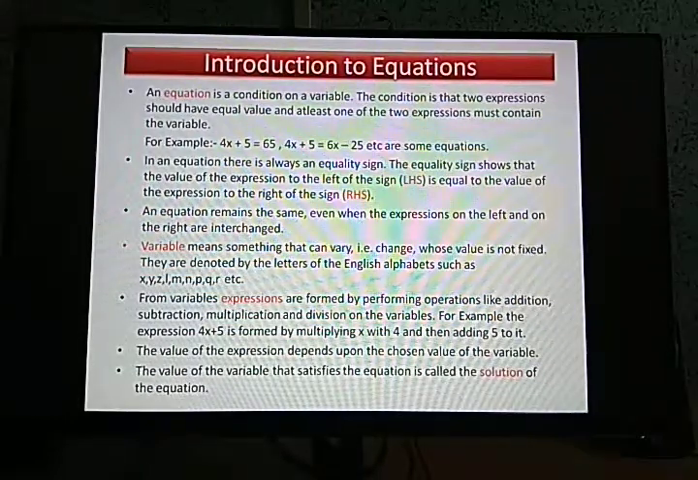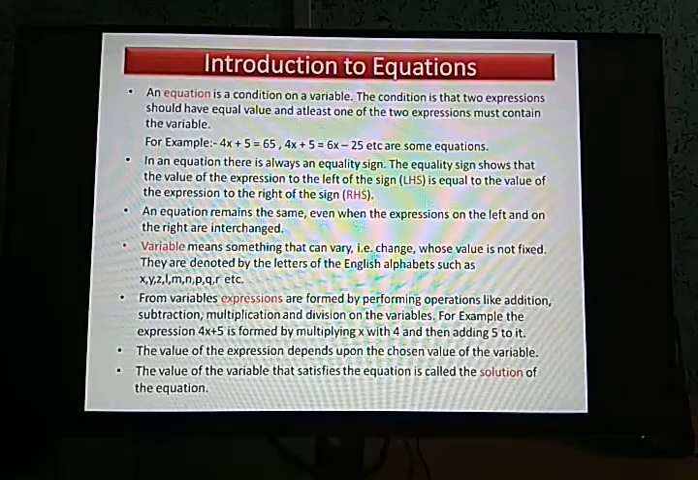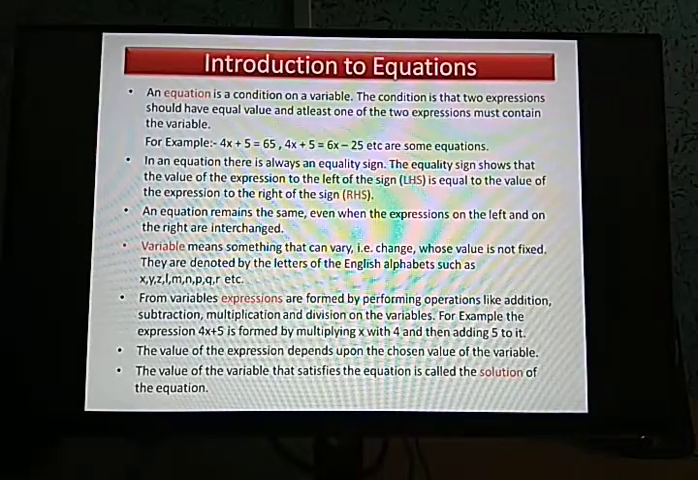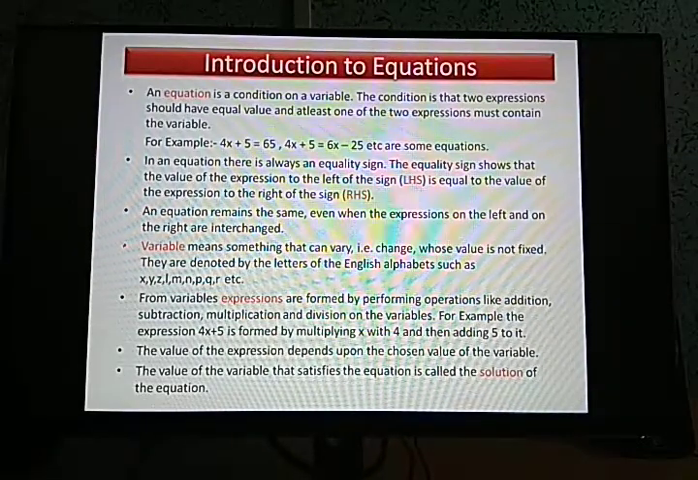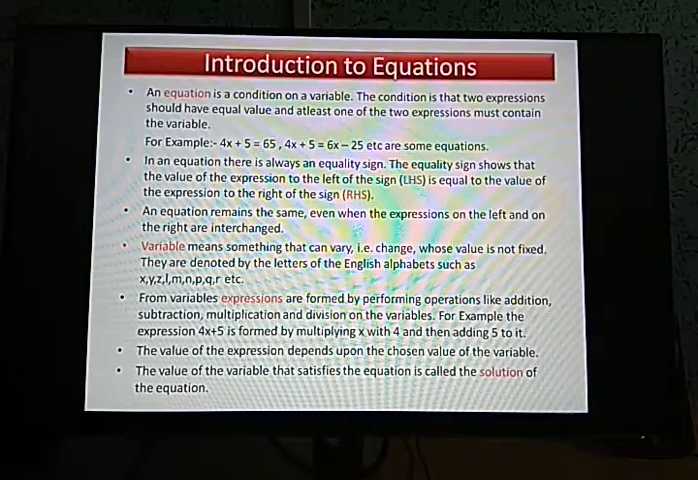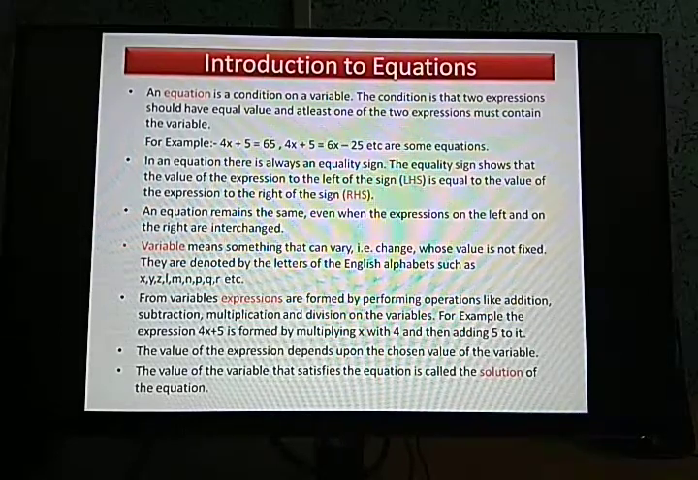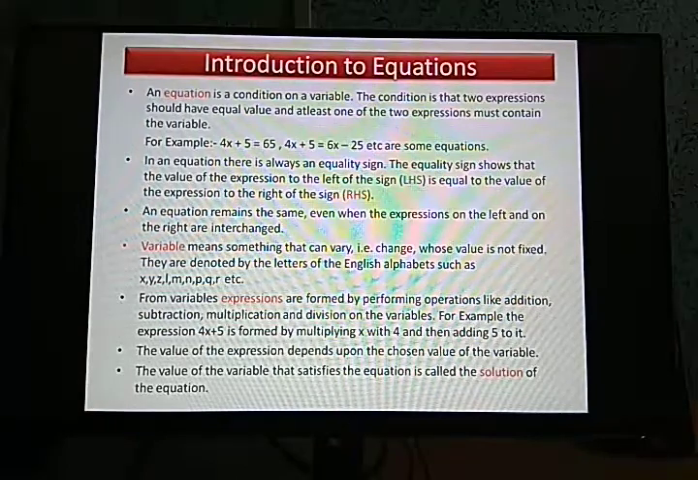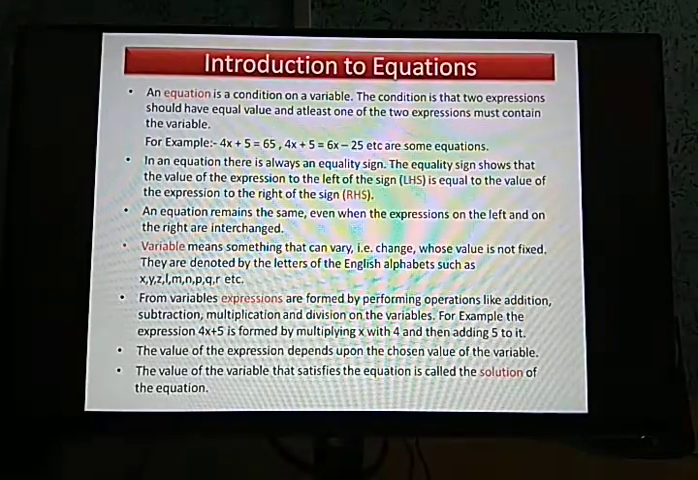Next, the value of the variable that satisfies the equation is called the solution of the equation. Yes. Now what value of x we will put there so that both the left hand side and the right hand side of the equation become equal, that value of the variable is called the solution of the equation. So that we can easily find out by knowing the value of that variable.